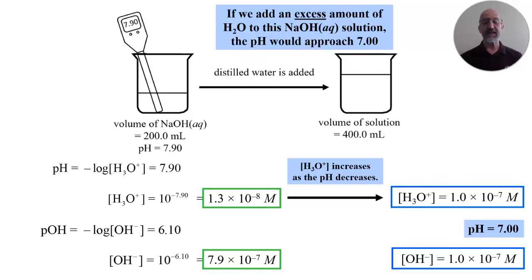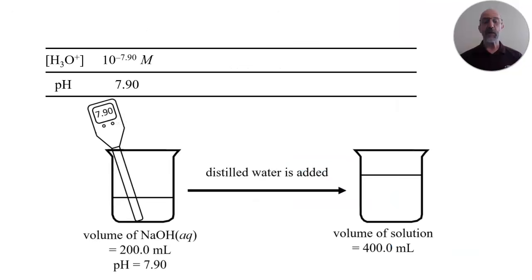Now, let's say we went to 7.8 or 7.7 or 7.6 for our pH if distilled water is added. What would happen to the concentration of the hydronium ion? 10 to the negative 7.8, 10 to the negative 7.7, 10 to the negative 7.6. If you do that on your calculator, this is what happens. 1.3 times 10 to the negative 8.